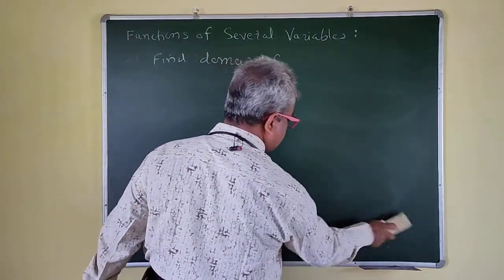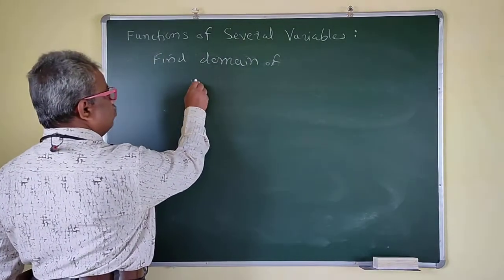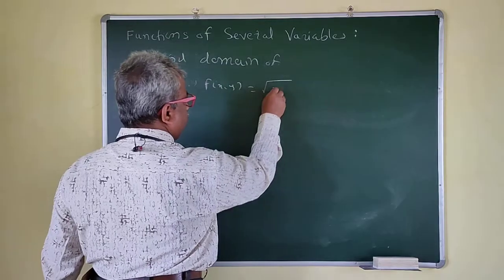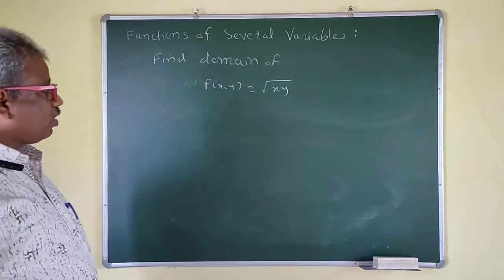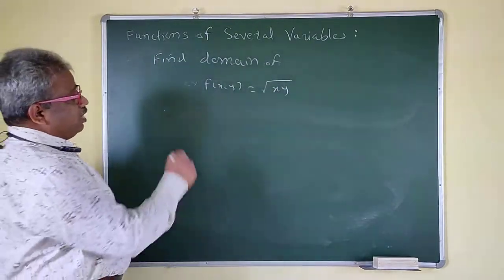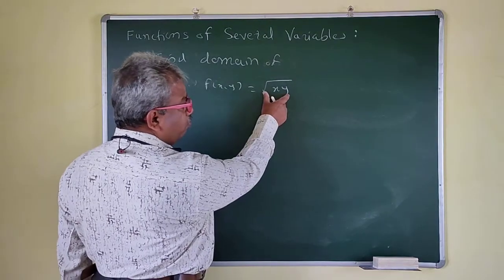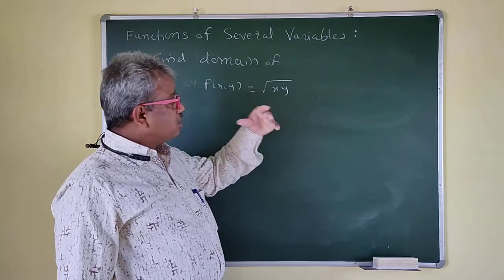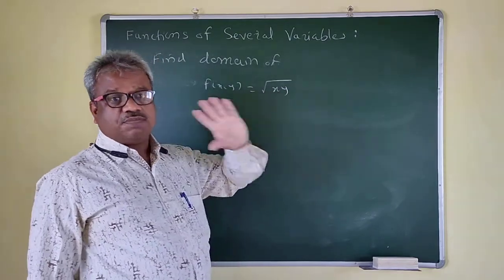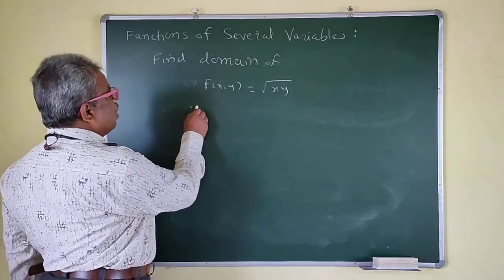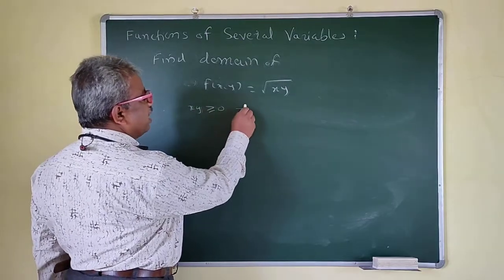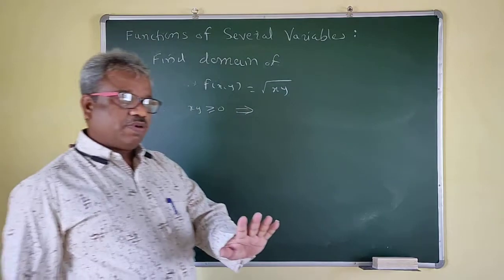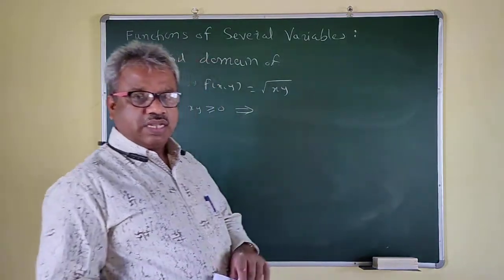Find the domain and sketch it. f(x,y) is equal to root of xy. That means you have to find the values of x and y in such a way that xy is positive. So xy is positive. What does this imply? Your product is positive. When the product is positive, both the numbers are positive or both the numbers are negative.